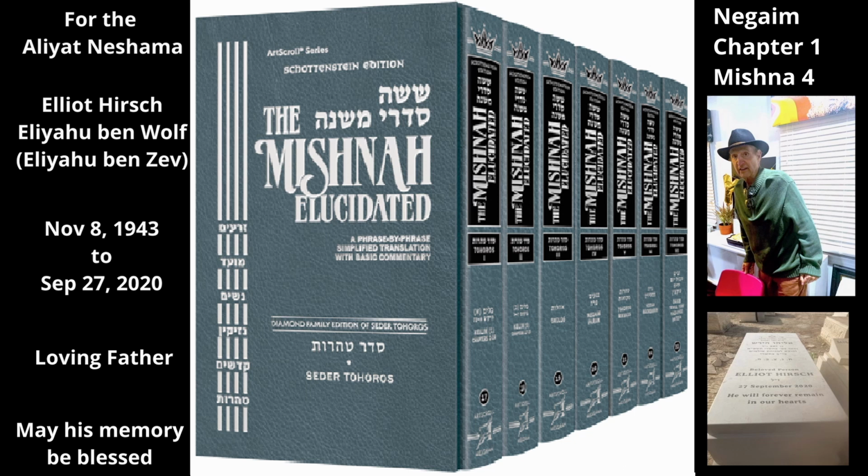Each of these types of tsaras becomes tameh with certain colors. The Mishnah now calculates the number of colors that cause tuma of tsaras. We now turn to the words of the Mishnah.